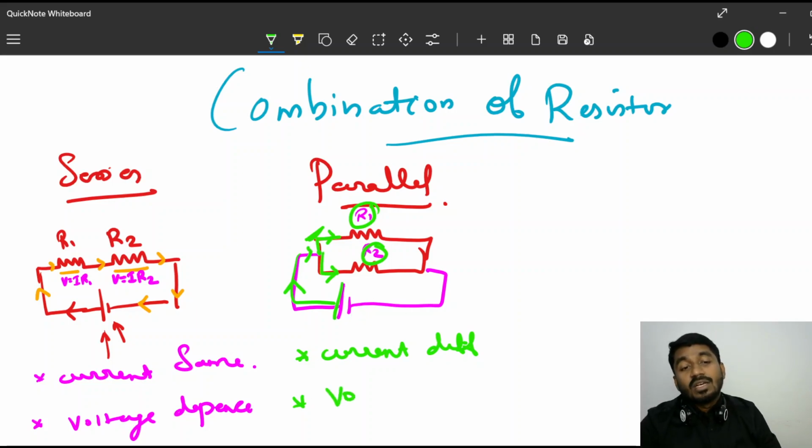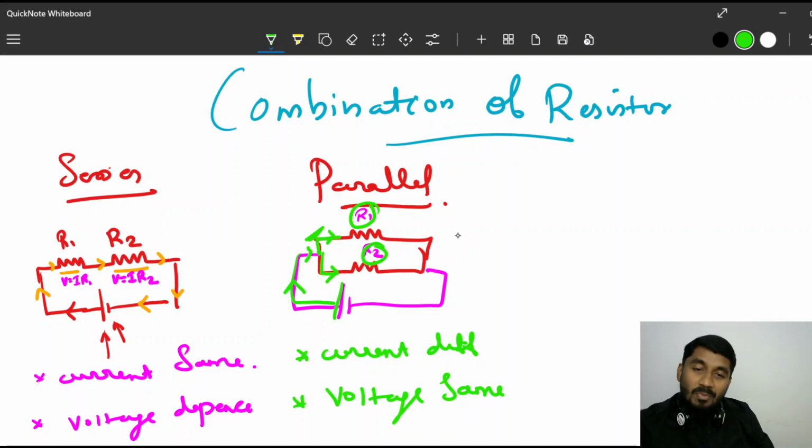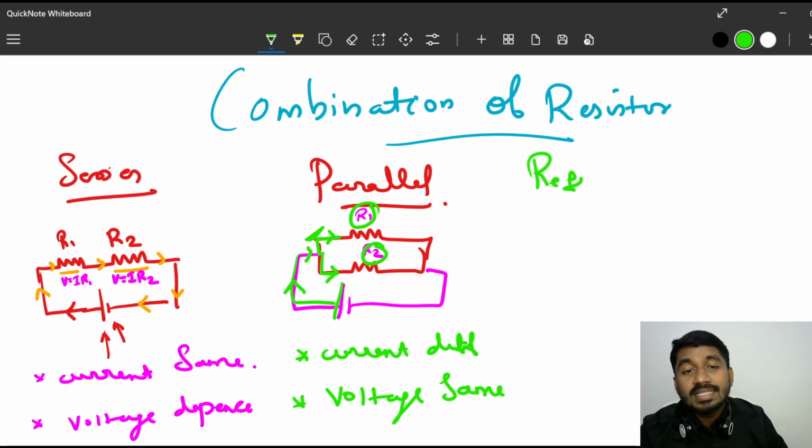So we can say that voltage will be the same. Voltage is the same, current will be different in the case of parallel circuits. I hope this point is clear. Now let's see what is the effective resistance in a series connection.